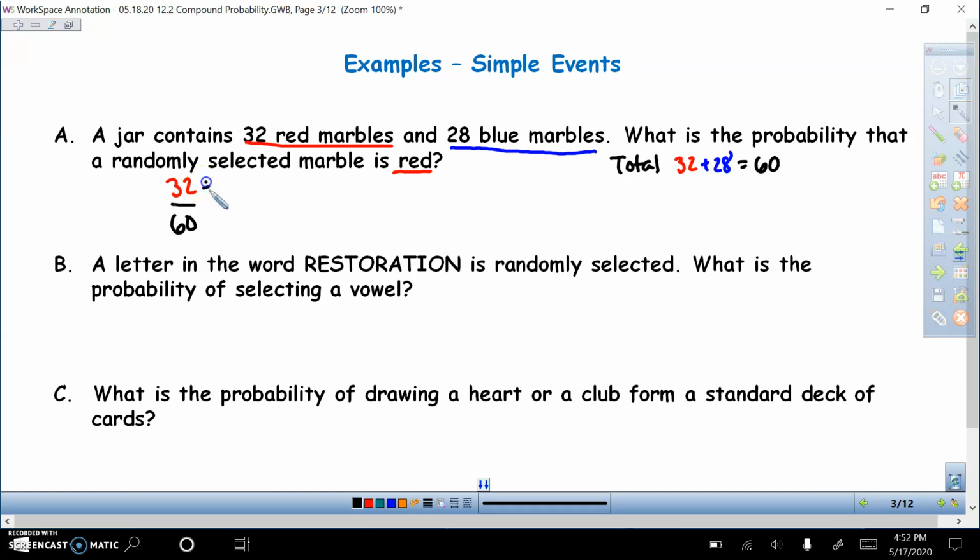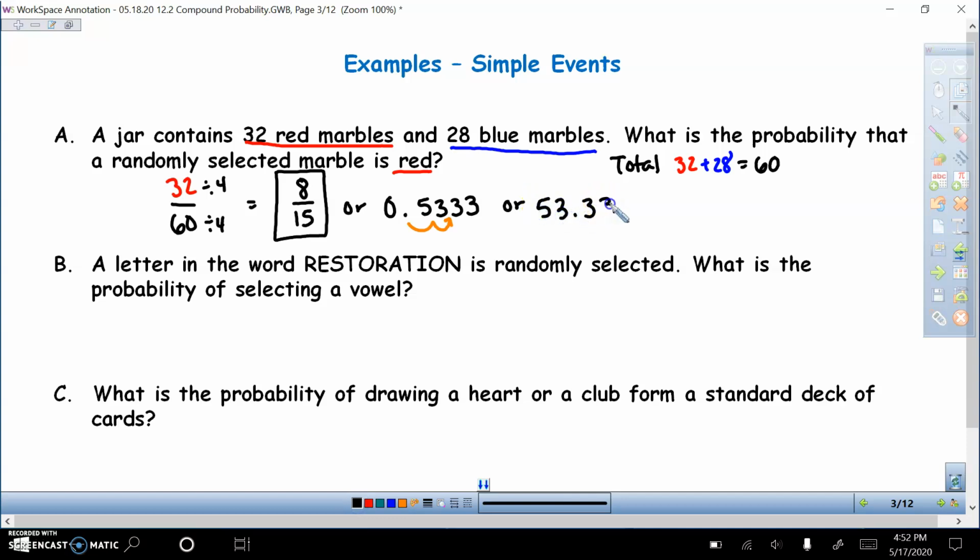Simplify the fraction if you can. Both are divisible by 4. So we have an 8 out of 15 chance of drawing a red marble. Or again, remember, you could represent this as a decimal. We're going to do 4 decimal places, so 0.5333. Or you can write it as a percent. So remember to do that. You can either take the decimal and multiply it by 100, because percent is out of 100, or you can move the decimal 2 places to the right to end up with 53.33%.